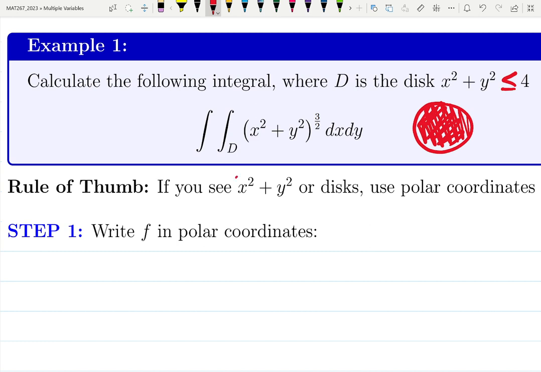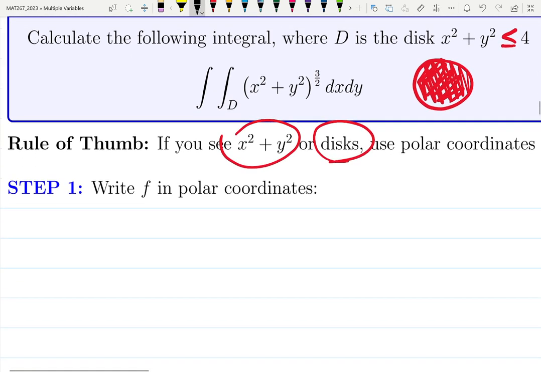Rule of thumb: if you see x squared plus y squared, some kind of disk, we use polar coordinates. If you don't see that, usually those are Cartesian. And after the exam we're also going to do spherical and cylindrical coordinates. They have different ideas. But for now, this is good enough. Triple integrals are coming after the exam.